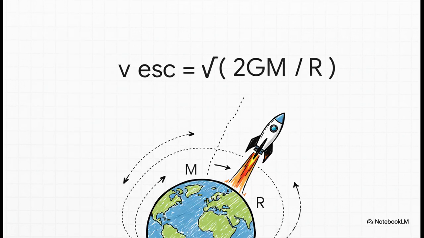And our last key formula is for escape velocity. This is pretty cool. It's the minimum speed something needs to just escape a planet's gravity completely, to just break free and never come back. Think of a rocket launching into deep space. For Earth, that speed is a staggering 11.2 kilometers per second.